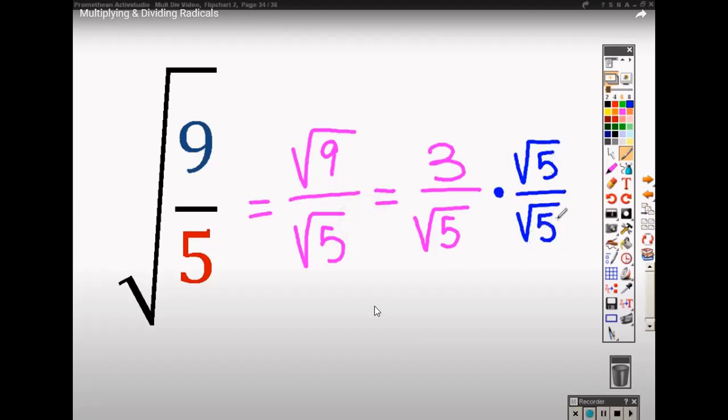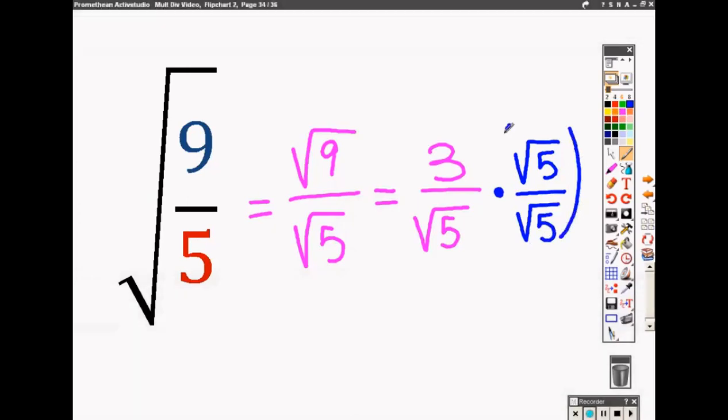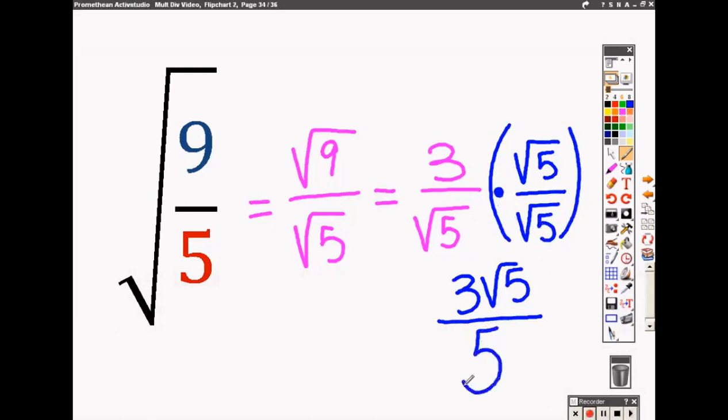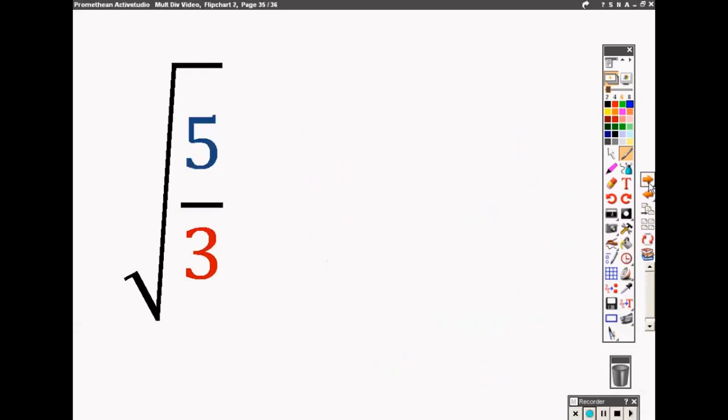Now we will continue. We will multiply the numerators together, which is 3 times root 5, it will be 3 root 5. The denominator, root 5 times root 5, will be the square root of 25, which is 5. So now we have a denominator that is an integer number, then we will accept it.